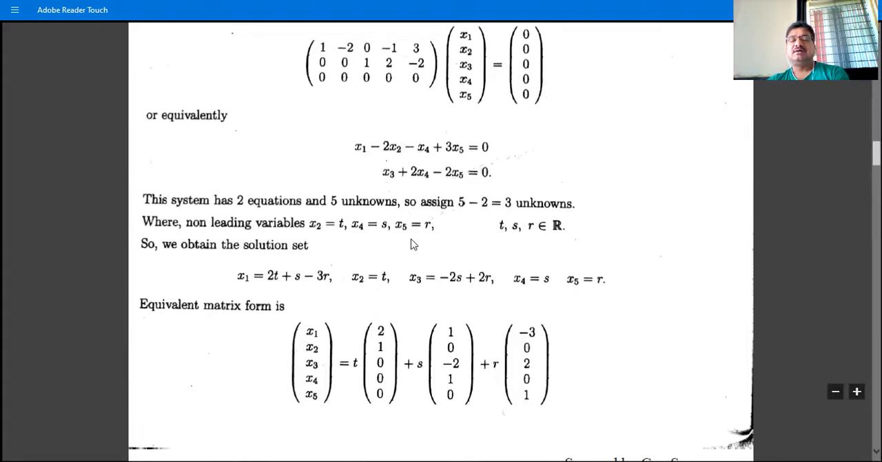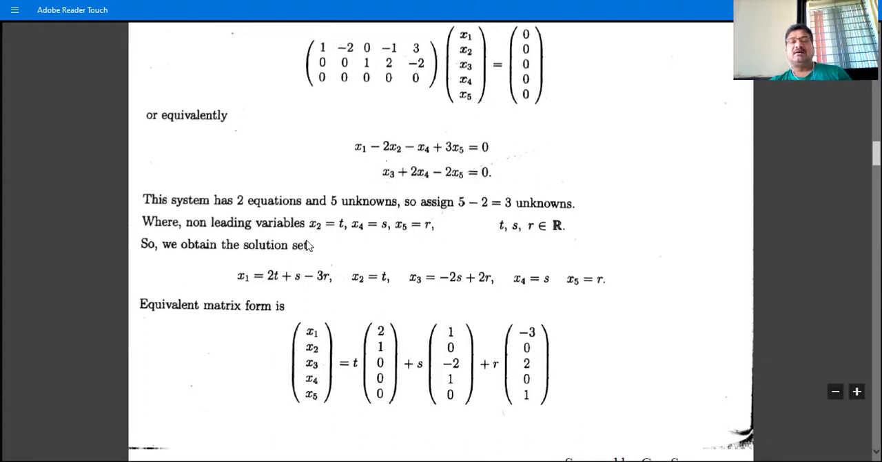So we assign x2 as t, x4 as s, and x5 as r. We don't assign all of x3, x4, x5, because if we observe, in order to find x3, we have to assign x4 and x5. But to find x1, we already have the value of x3, so we assign x2 and x4. So we assign x2 as t, x4 as s, and x5 as r. This depends on the equation.